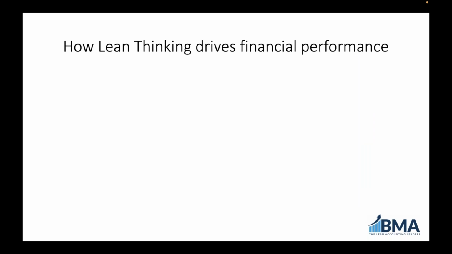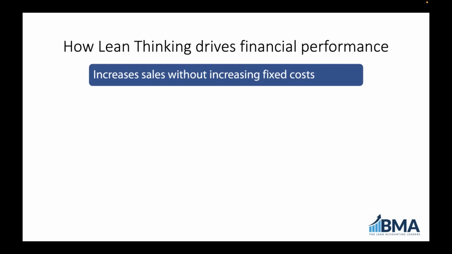So, I'm going to show you 6 ways that lean thinking can drive financial performance, and they are all incorporated naturally in the box score. So lean thinking can increase sales without increasing your fixed costs.